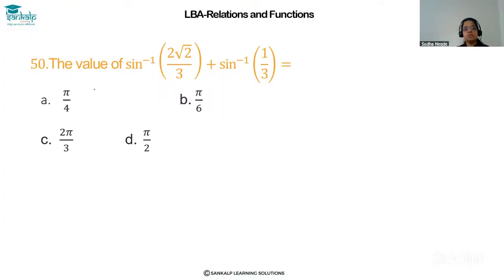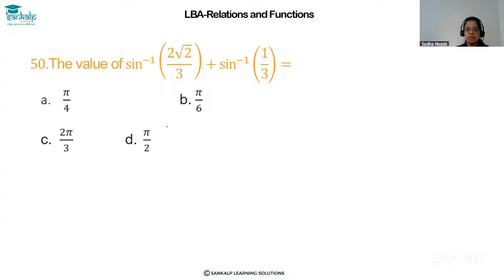Hi students. The question is the value of sine inverse 2 root 2 by 3 plus sine inverse 1 by 3 is equal to option A pi by 4, option B pi by 6, option C 2 pi by 3, option D pi by 2.